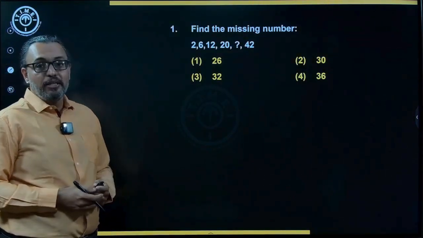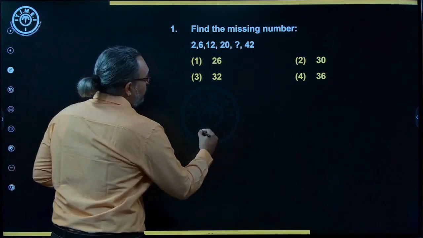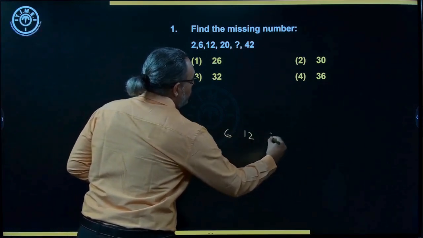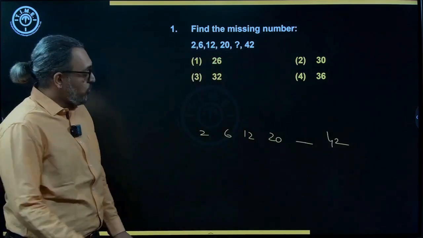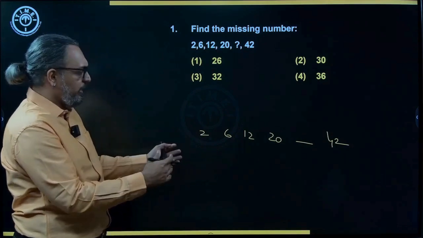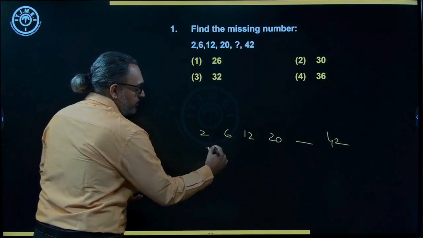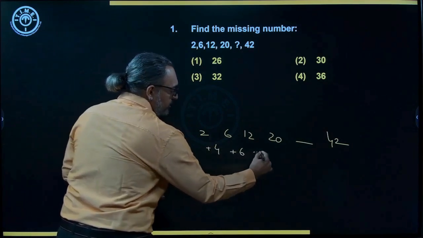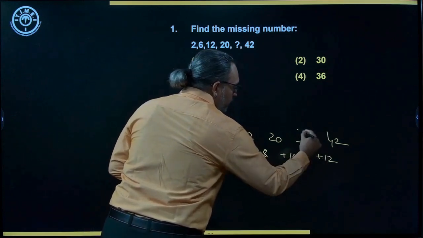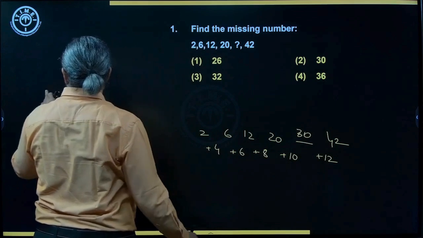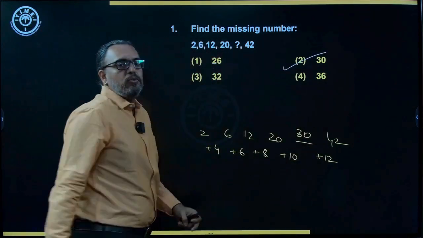It says find the missing number. Here you have 2, 6, 12, 20, blank, 42. You can take addition. Initially you may think it is product, but the product of 12 and 20 doesn't work, so we pick addition. This is plus 4, plus 6, plus 8, plus 10, and the next is plus 12, even number addition. So you get 30, and that is available in choice 2. So select choice 2.